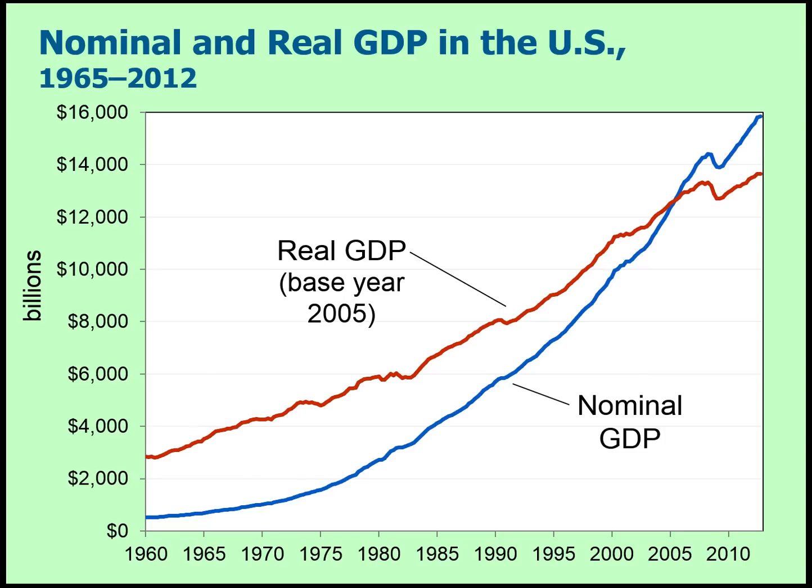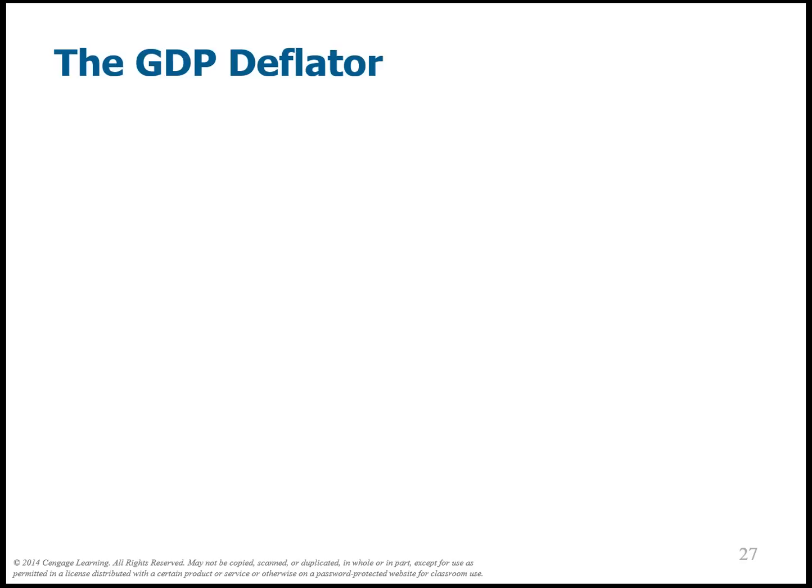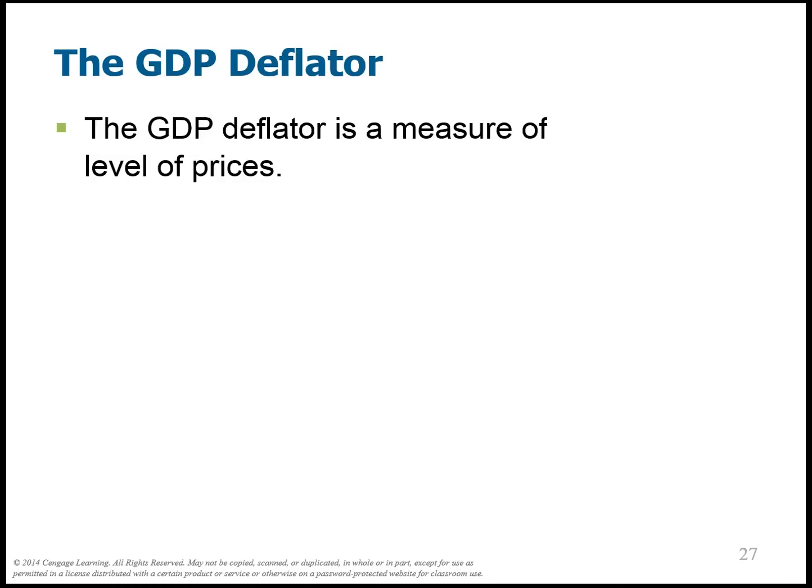So if you look, here are the trends of real GDP and nominal GDP. Real GDP has been climbing, and really what we care about is GDP that's been corrected for inflation, which is the red line.